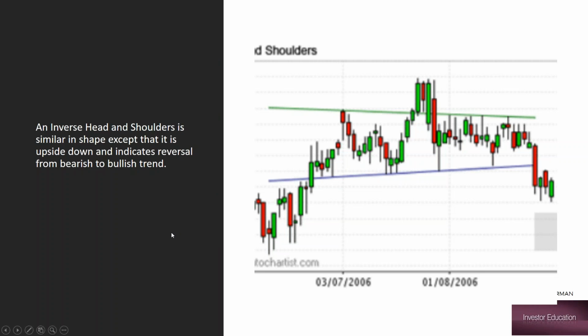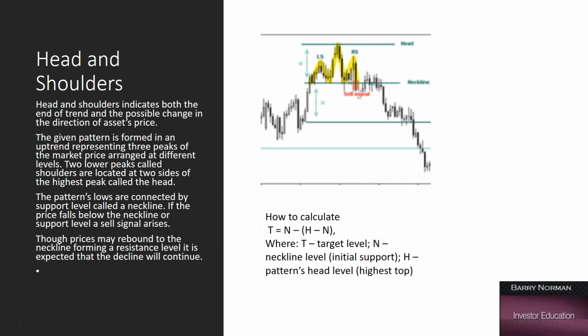Now, an inverse head and shoulders is just the opposite. The way we work with the head and shoulders is like I explained. The price breaks up and forms the left shoulder. Where it comes down and bounces off of is defined as the neckline.